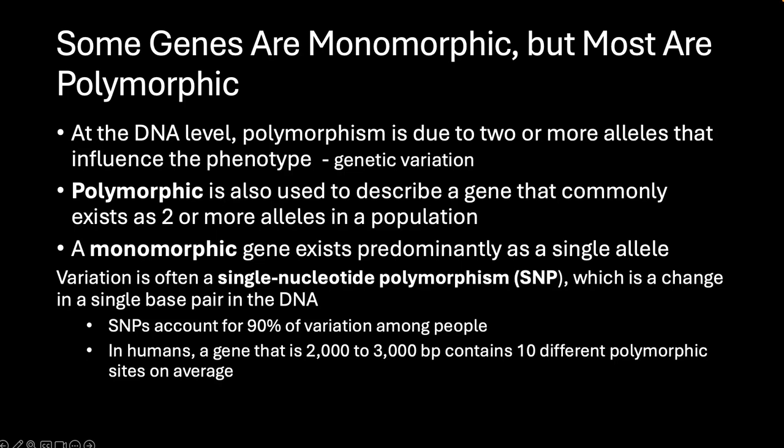Underpinning all of this is genetic variation in populations, and often these are single nucleotide polymorphisms, or SNPs, which is just a change in a single base pair. These typically account for most of the variation within populations of organisms, including in humans. In fact, each of us contains thousands of SNPs that differentiate us from everyone else.